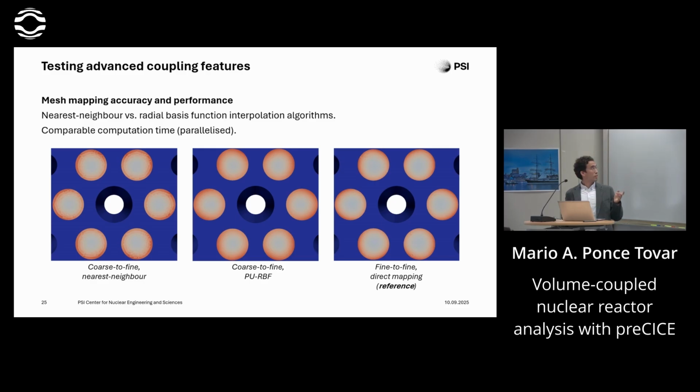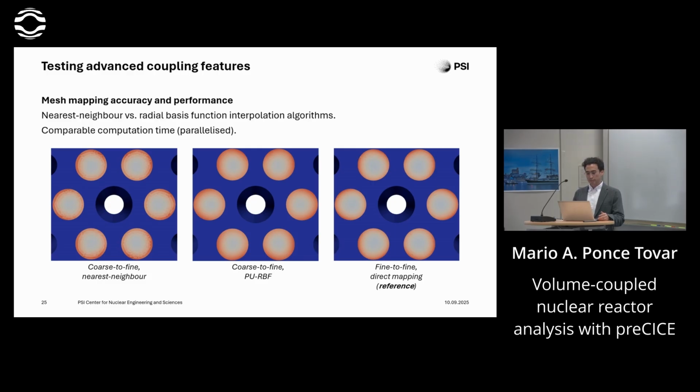So this shows the results from the mesh mapping study. Basically, what was done is using, as a reference, mapping between two identical very fine meshes. That's on the right-hand side, the reference. And then also doing a coarse-to-fine mapping with the two different algorithms. One is the nearest neighbor, one is the RBF. And that's using the partition of unity implementation, so it's fully parallelized.